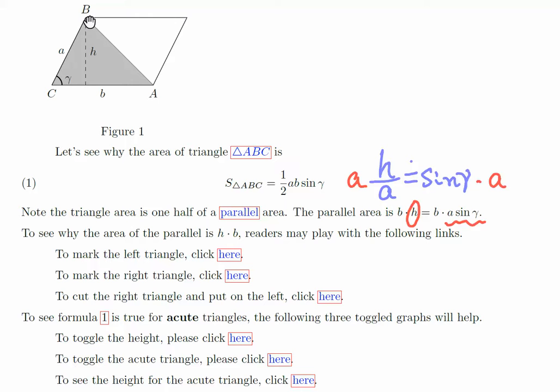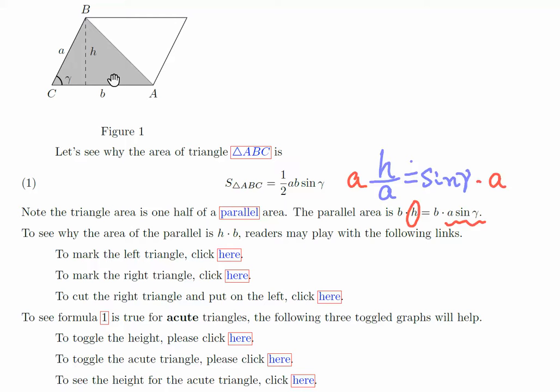Now, the problem is how we are going to figure out the area of this parallelogram. Actually, the area of this parallelogram is height times the bottom length width, B, which is h times the length of AC, or little case B.